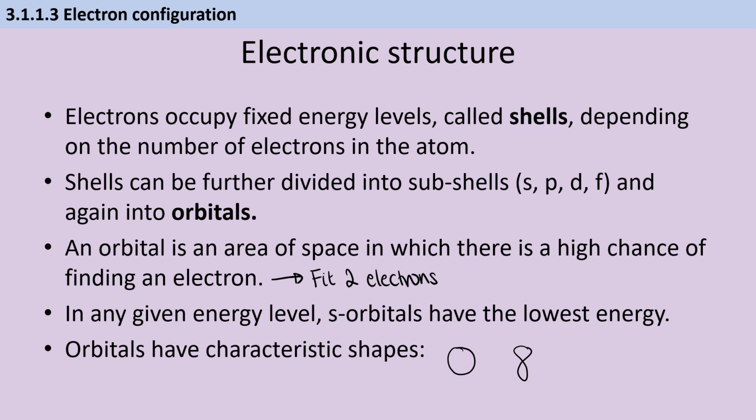These orbitals also have characteristic shapes. S orbitals are spherical, the p orbitals are dumbbell in shape in 3 different orientations, and then the 5 d orbitals are a clover shape.